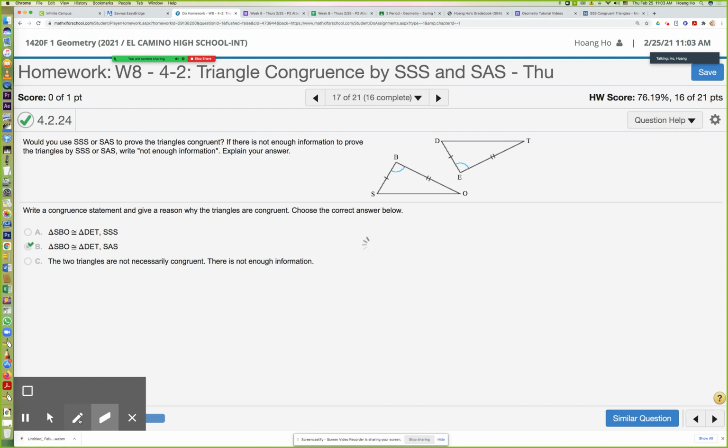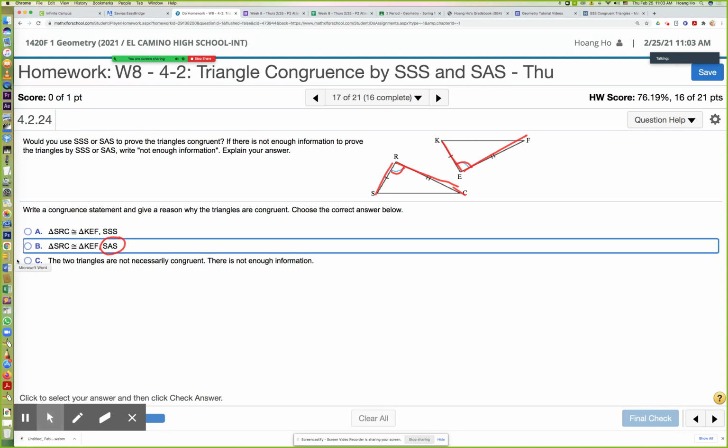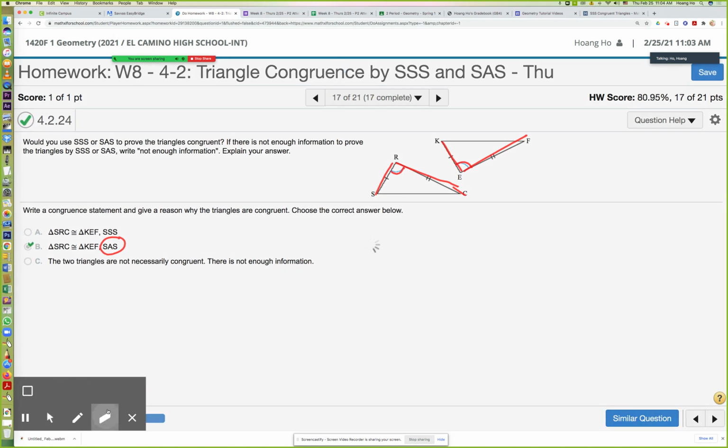Question 17. Same thing happened. We have enough information. One mark, one mark, two mark, two mark over here, and the included angle between the two sides. So these two triangles have to be congruent by SAS, and then we're done. I just want to see one scenario that's not enough information or SSS. Let's see if they give it to us.